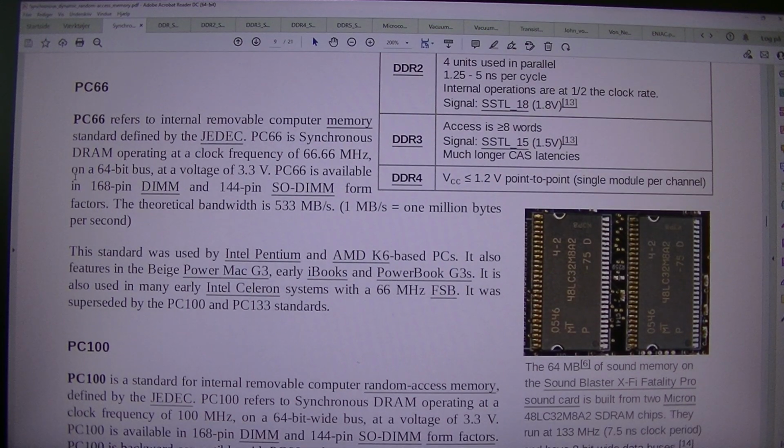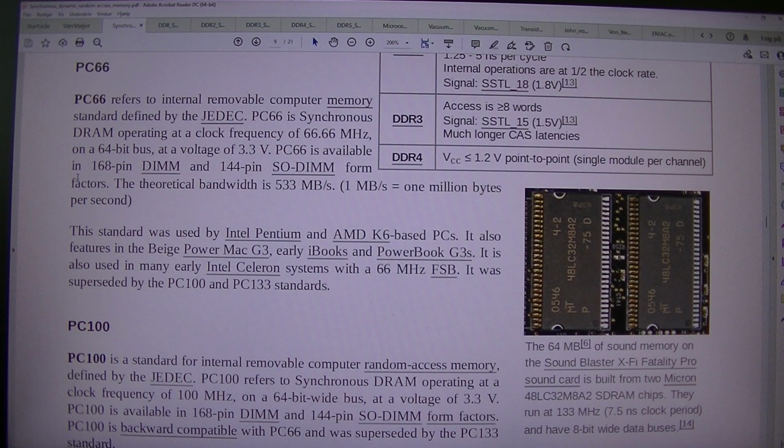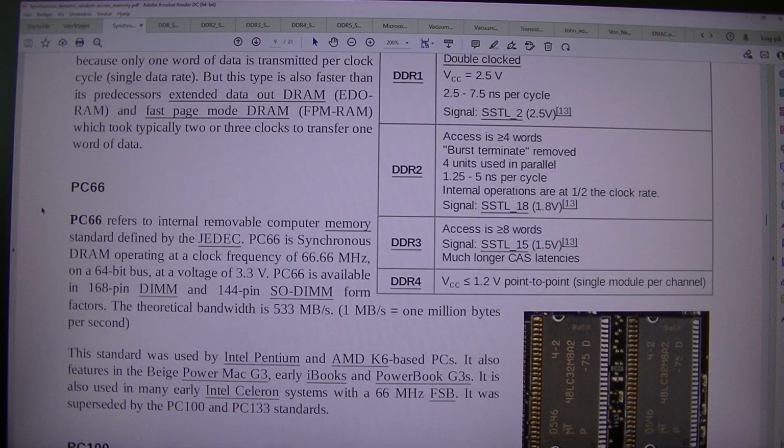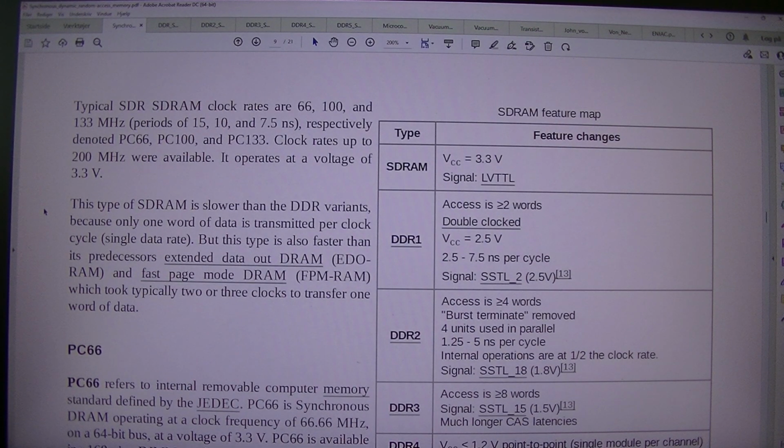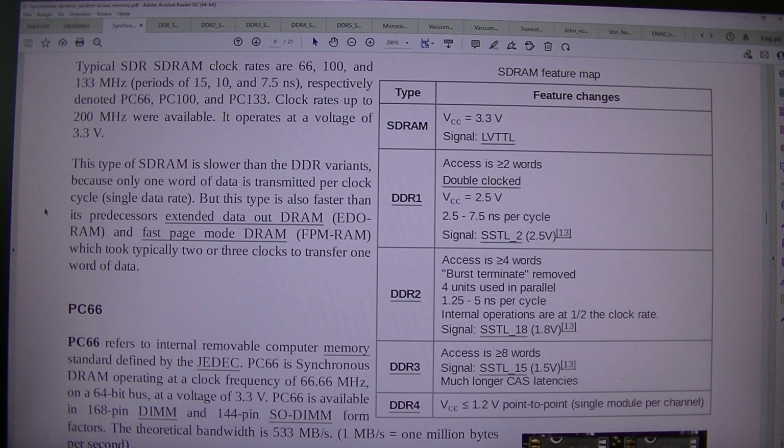14. Typical SDR DRAM clock rates are 66, 100, and 133 MHz, with periods of 15, 10, and 7.5 ns, respectively. Denoted PC66, PC100, and PC133. Clock rates up to 200 MHz were available. It operates at a voltage of 3.3V.